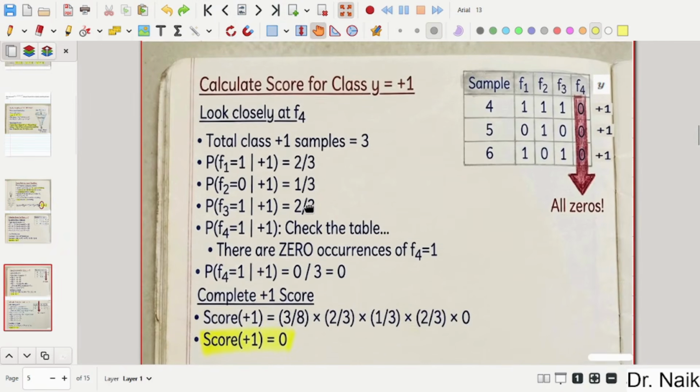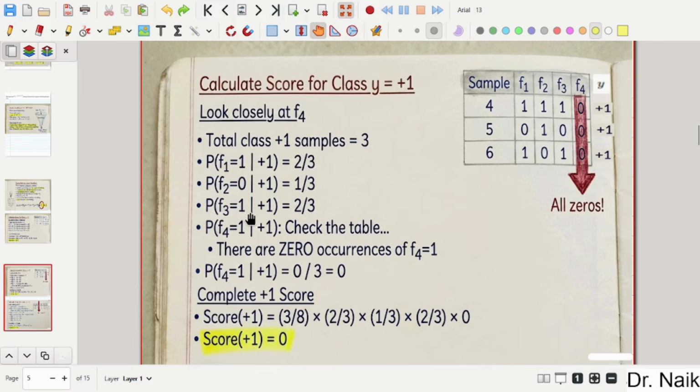Now calculate the score for class y equal to +1. The total class +1 samples are 4, 5, 6, so 3 samples belong to class 1. Therefore the total number of samples that belong to class 1 is 3. Now calculate the probability of F1 equal to 1 given class 1. 1 occurs 2 times, in the 4th and 6th samples, so its count is 2, so it is 2 by 3. The probability of F2 equal to 0 given class 1: 0 occurs only 1 time, so it is 1 by 3.